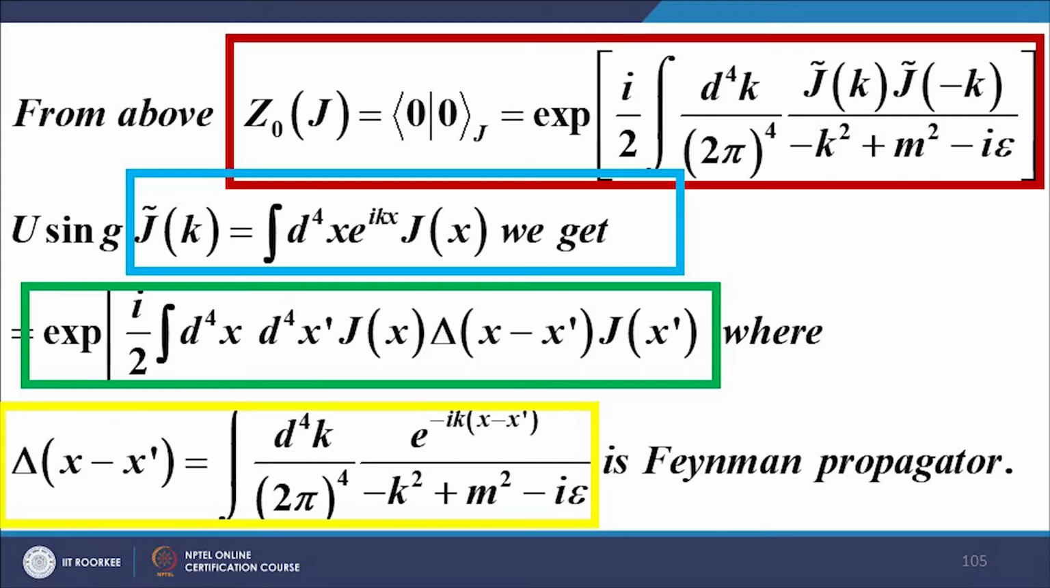And then finally, make a Fourier transform back to the original variables and write the path integral in the form that is given in the green box, with delta(x minus x dash), which is termed the propagator, being represented by the expression given in the yellow box right at the bottom of the slide. This is the Feynman propagator.